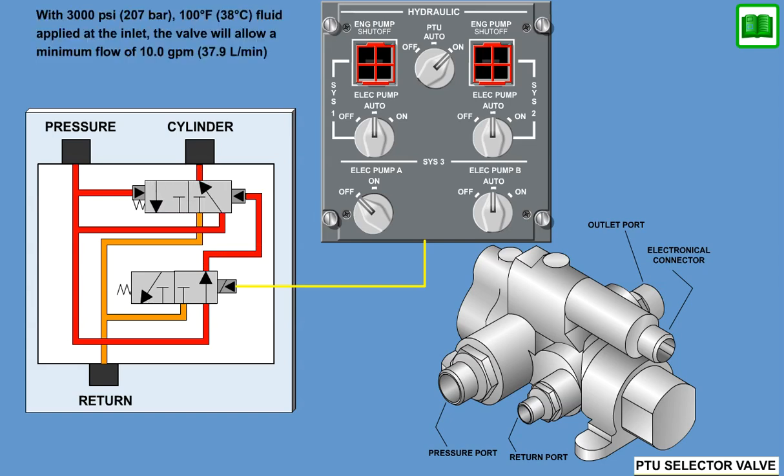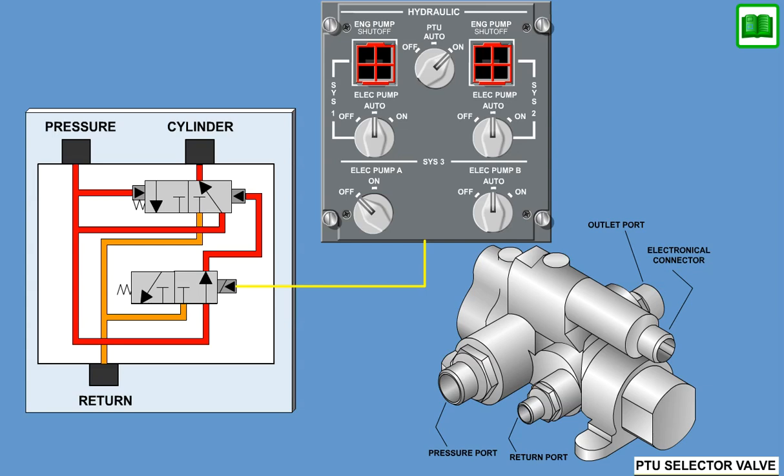With 3000 psi, 207 bar, 100 degrees Fahrenheit, 38 degrees Celsius, fluid applied at the inlet, the valve will allow a minimum flow of 10.0 gallons per minute, 37.9 liters per minute. In this condition, the pressure drop across the valve is 60 psid, 4.14 bar or less. Upon removal of pilot pressure, a spring moves the spool to the blocked position, porting cylinder pressure to return.